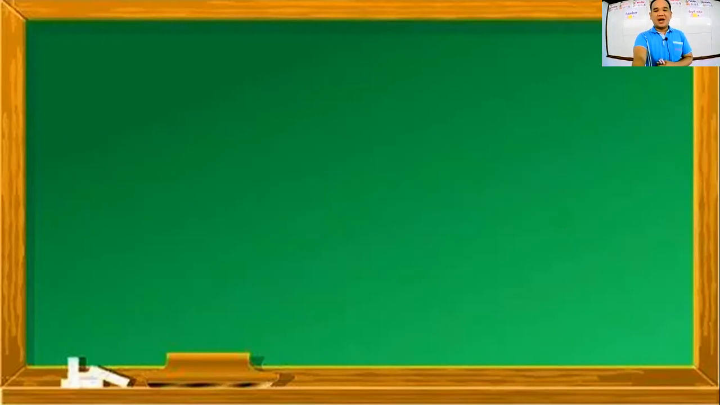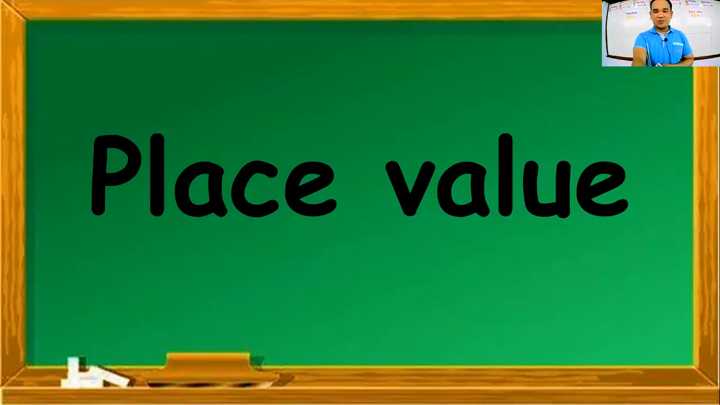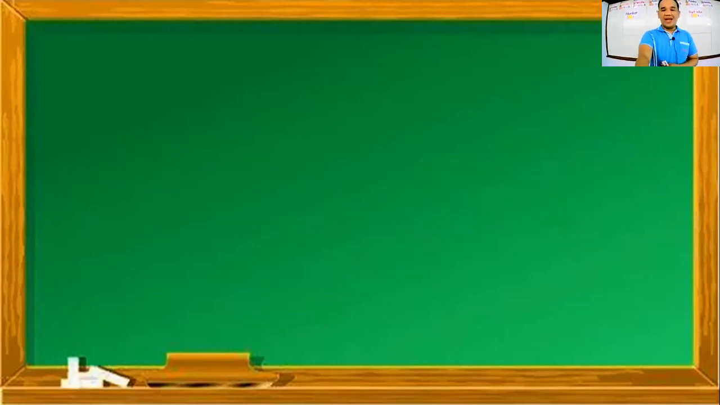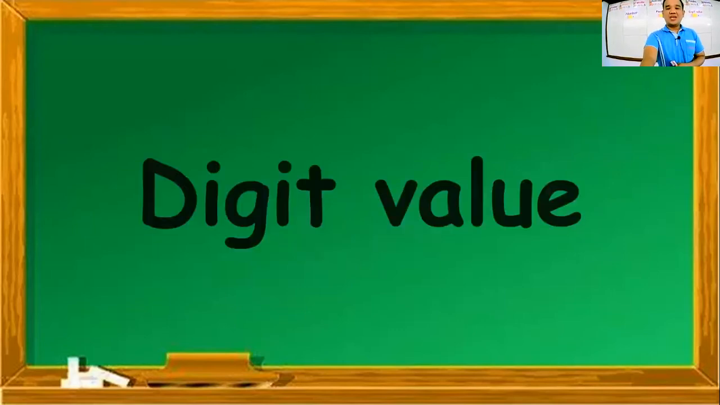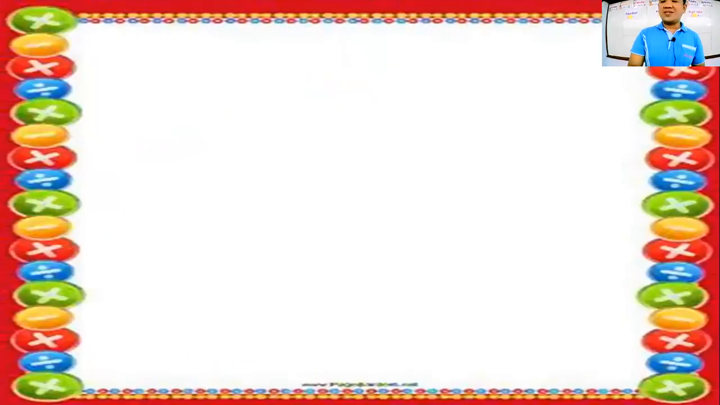Very good. Now, our second word is place value. Place value. Everybody say place value. That's right. And then our last word is digit value. Digit value. Everybody say digit value. Okay, very good.